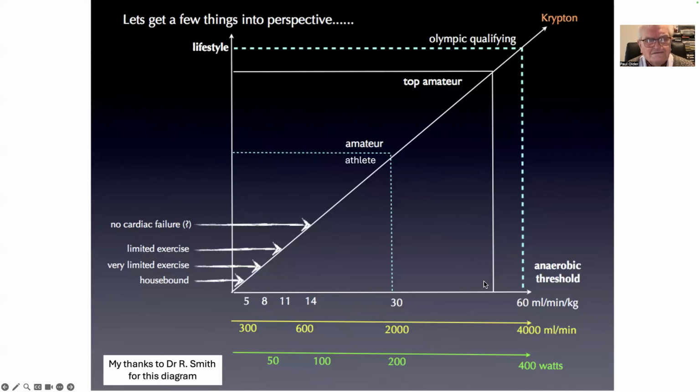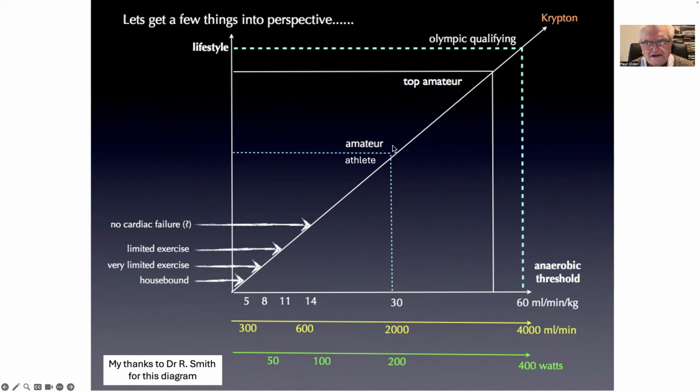Why does this matter? Well, with my thanks to Dr. Robert Smith, let's look at the average person we said is about here. Well, if you're down here with 5, you're housebound, you can't do anything. You virtually can just do nothing but sit in a chair all day. Even if you're 8 or up to 11 even, you have very limited exercise.